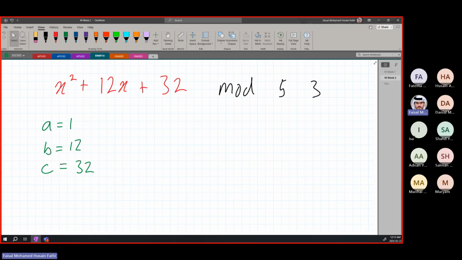All right. So again, you're just going to get your calculator and you're going to do mod 5.3. You're going to put 1 for A, 12 for B, and 32 for C. You're going to get x1, which is equal to minus 4, and x2 is equal to minus 8. This way, you know directly that it is factorizable, meaning you can factorize this equation.